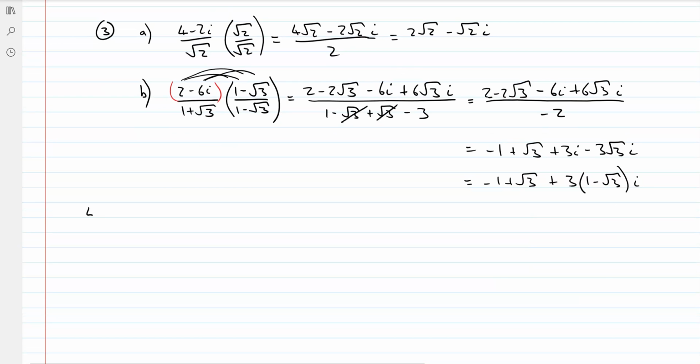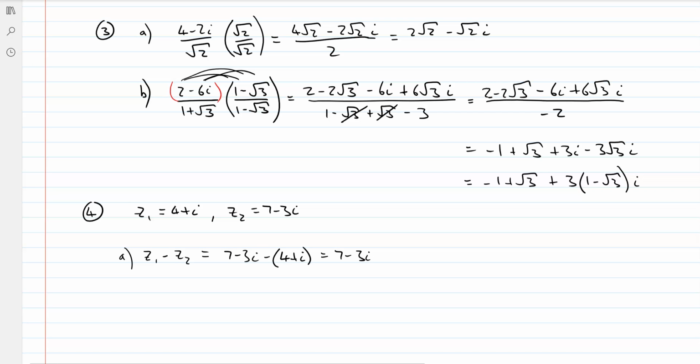And then the last question, question 4, or certainly the last part in this little section anyway, we've got z1 is 4 plus i, z2 is 7 minus 3i, so they just give us 2 different complex numbers which we tend to denote by z, and 1 and 2 the subscripts just to distinguish between the two. z1 minus z2 is just this one minus this one. Remember to put it in a bracket because it's got 2 bits. Expand the bracket, 7 minus 4, so we get this.